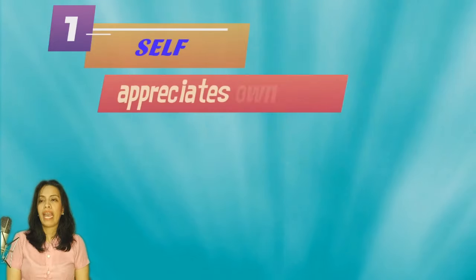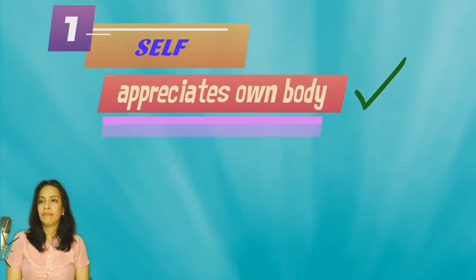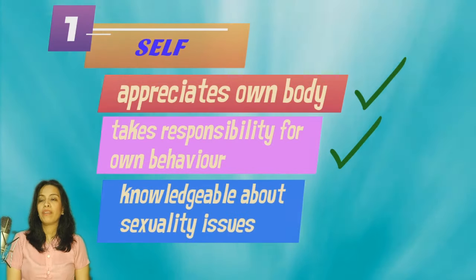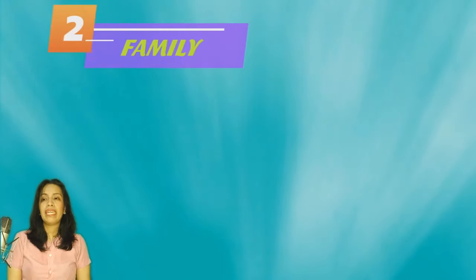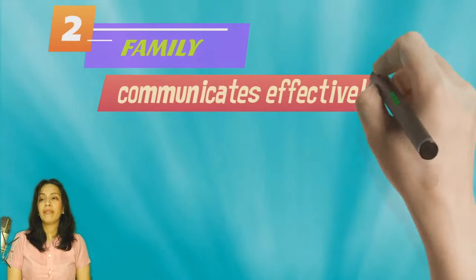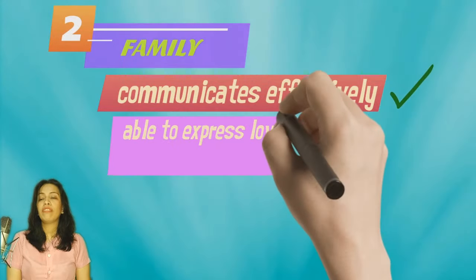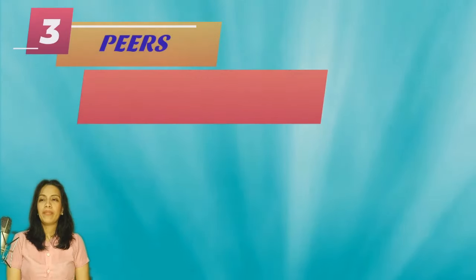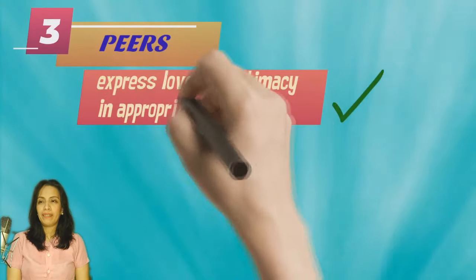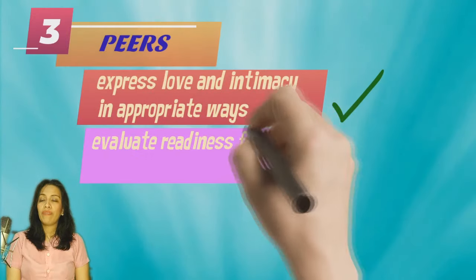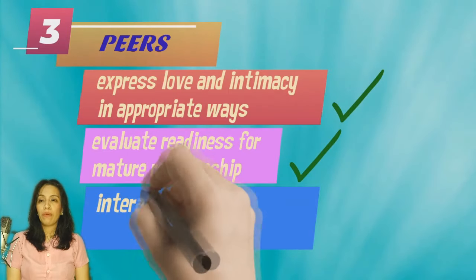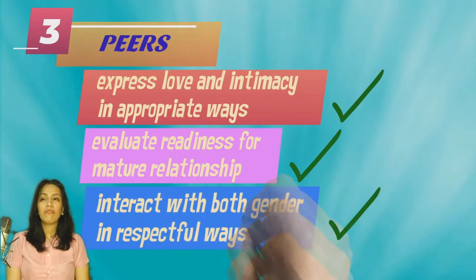Self. Appreciates own body. Takes responsibility for own behavior. Knowledgeable about sexuality issues. Family. Communicates effectively. Able to express love. And performs duties at home. Peers. Express love and intimacy in appropriate ways. Have the skills to evaluate readiness for a mature relationship. Interact with both genders in appropriate and respectful ways. Respect both genders in all aspects.